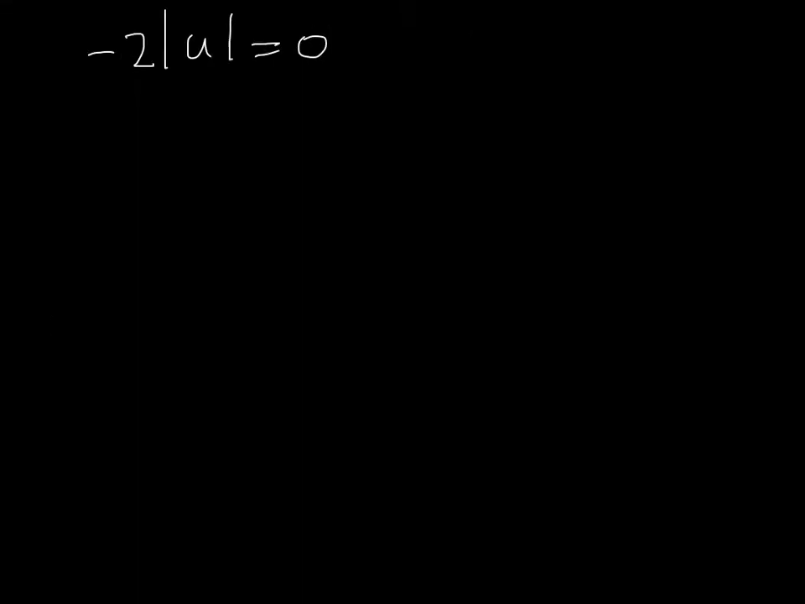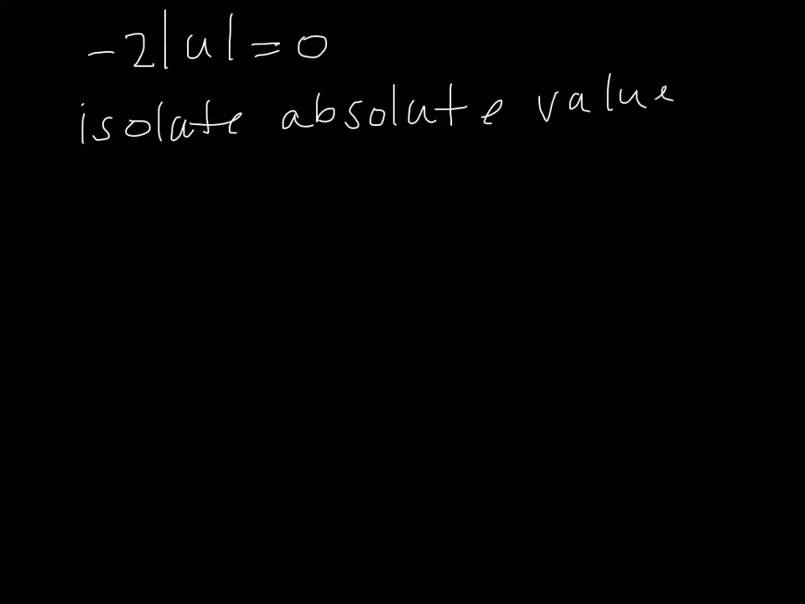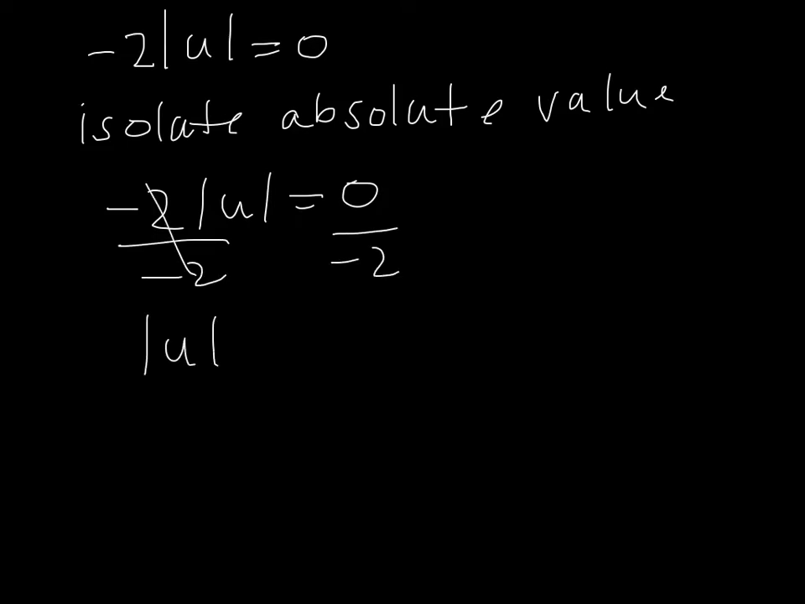So we'll start with -2 absolute value u equals 0. And on all of these problems, whether they're equations or inequalities, the first step is to isolate the absolute value. And so what that means is you want to add or subtract, multiply or divide by anything you need to do to get the absolute value by itself on one side. So in this problem, we start with -2 absolute value u equals 0, and we divide both sides by -2, and you have absolute value of u is equal to 0.